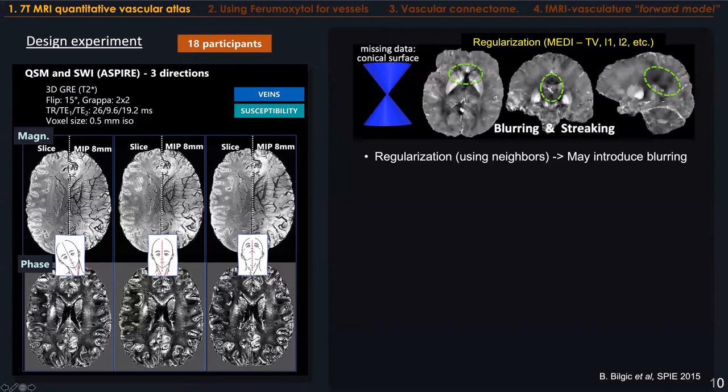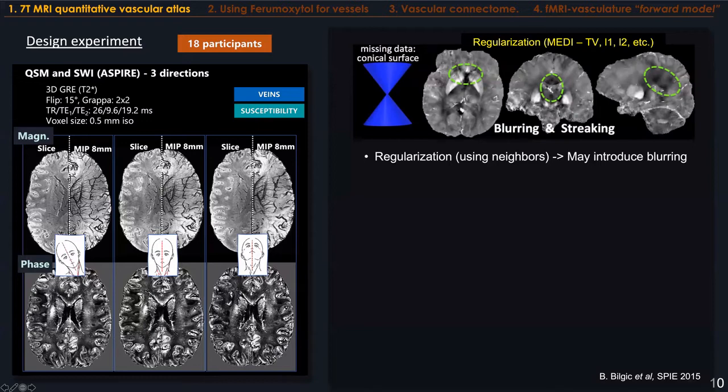So here we use 3 different directions. For the QSM, it was a GRE acquisition, so a T2 star, with a voxel size of 0.5 millimeters isotropic. But for those who are not really familiar with QSM, you may wonder why use 3 head orientations. It's simply because when you compute the QSM map, there will be some missing data.